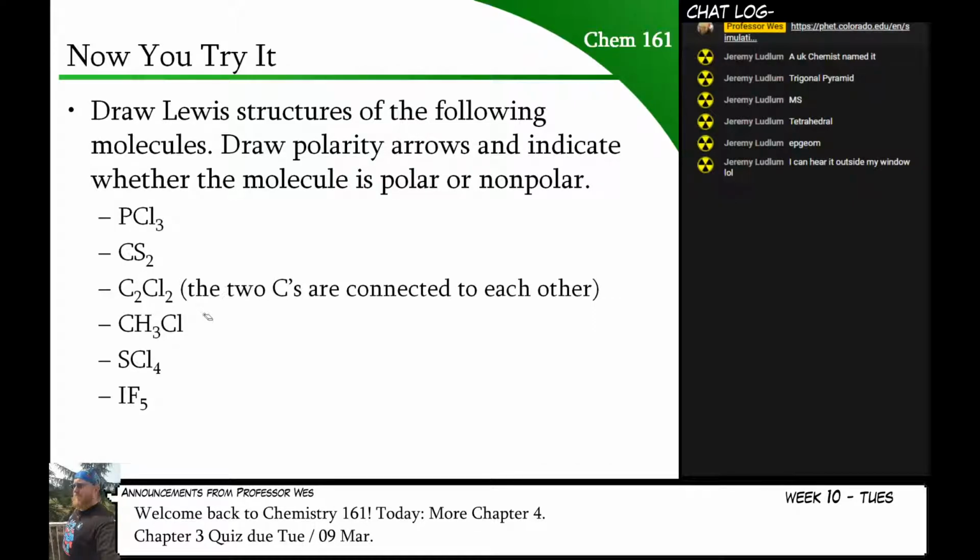I'm going to go draw the Lewis structures while you guys are doing that, so we will have all of that set up. And then we're just going to plop polarity arrows all over it, and we'll see what we get. Okay? See you in a bit. I'll give you like 5 or 6 minutes to do this.